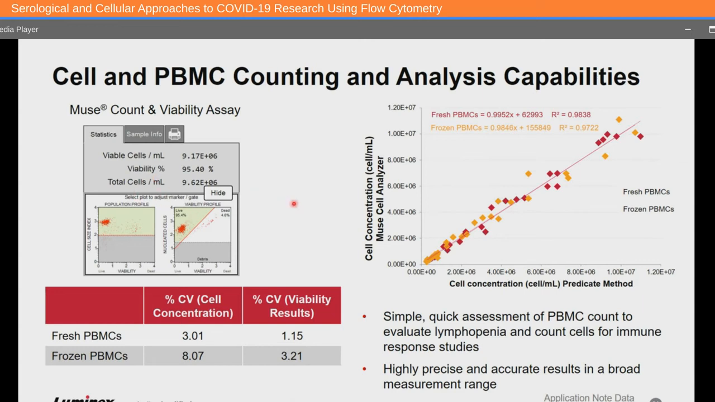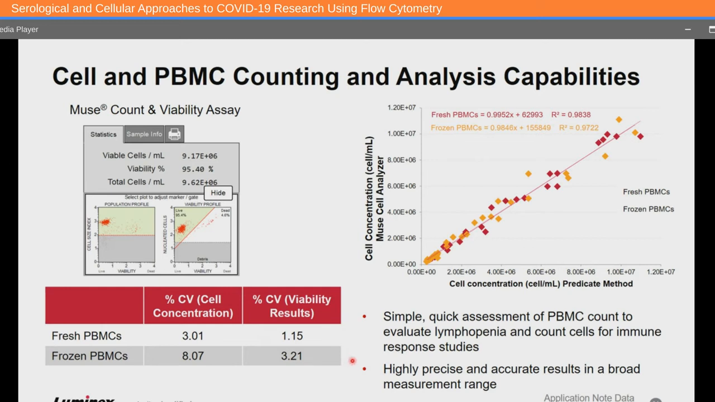The cell concentration outputs from the assay have been compared to predicate methods for fresh PBMCs and frozen PBMCs at multiple concentrations. And as you can see on this plot here, you're seeing very nice correlations between the different methods. Precision of the assay has also been studied, not only for PBMCs, but also for other cell lines.